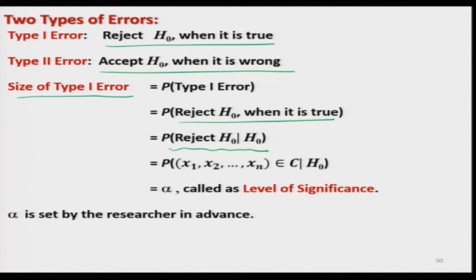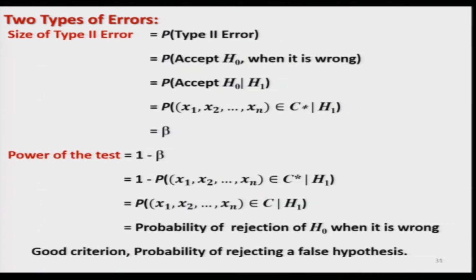And if you write the same thing in terms of C and C star that you defined earlier as critical regions, where you are going to accept or reject the hypothesis, then you can write the probability that x1, x2, xn belongs to C when H naught is true, and this is indicated by alpha. This is also called the level of significance, and it is set by the researchers in advance. Why? I will explain after a couple of minutes.